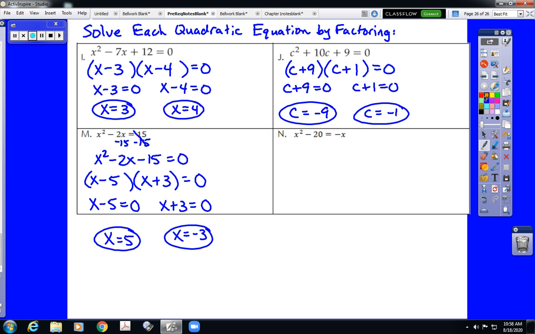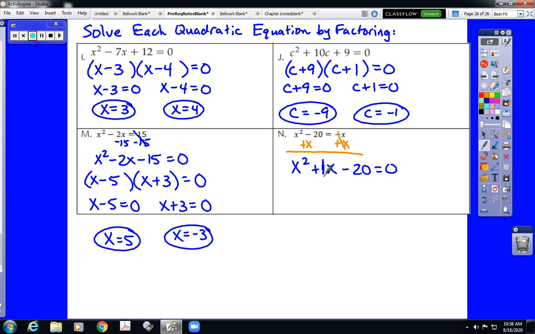Same thing for letter N. We need to move the x term. So we add x to each side, which is going to be inserted between x squared and 20. So we'll have the equation x squared plus x minus 20 equals 0. Remember that is a 1x. There is a 1 in front of it.